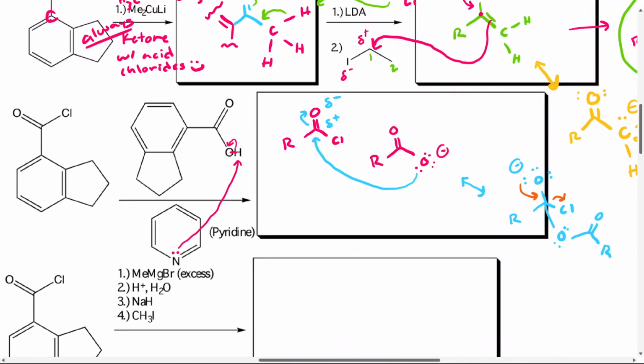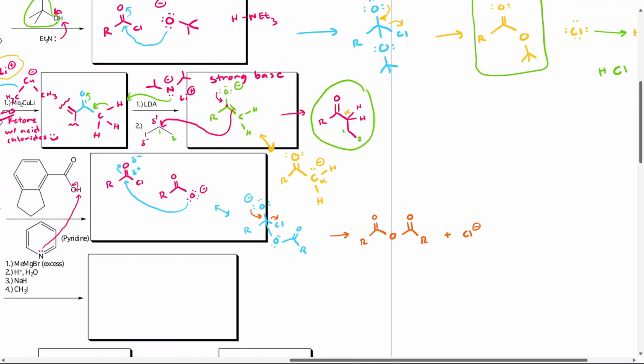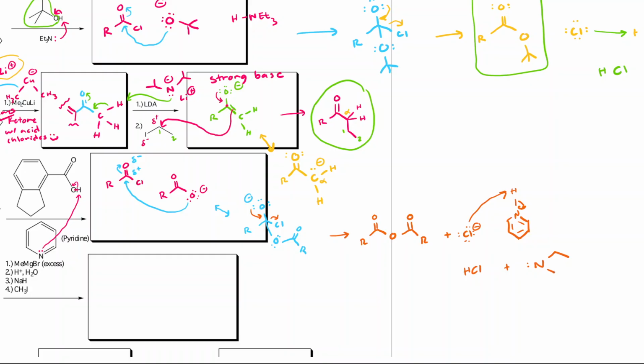And if we want to make Cl happy, we can pull our pyridine back into the mix. It has an H bonded to it. The Cl could very well deprotonate that, making HCl, and then regenerating the pyridine catalyst because it gets the lone pair again.